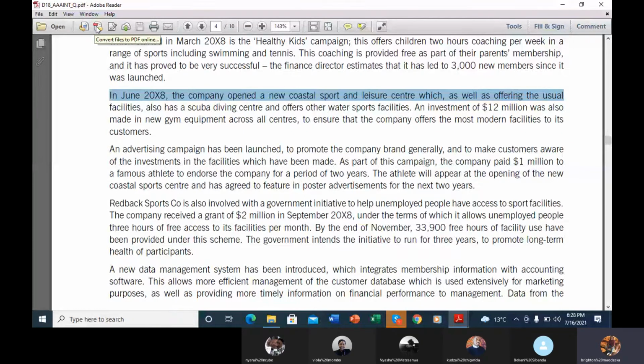An investment of 12 million was also made in new gym equipment across all centers to ensure that the company offered the most modern facilities to its customers. What is it? So you were right in this case. We have to put an appropriate heading. There's investment, so you write capital investment. There's a heading, capital investment. Then underline.